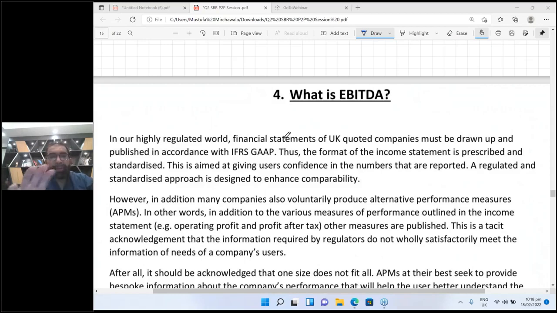Now, first of all, read this introduction. Go very slow and study with a fresh mind. In our highly regulated world, financial statements of UK quoted companies must be drawn up and published in accordance with IFRS GAAP, right? Normally, in more than 100 countries, IFRS is applied. Thus, the format of the income statement is prescribed and standardized. And IFRS has set certain rules. We all know the rules. We all know the standard presentation.